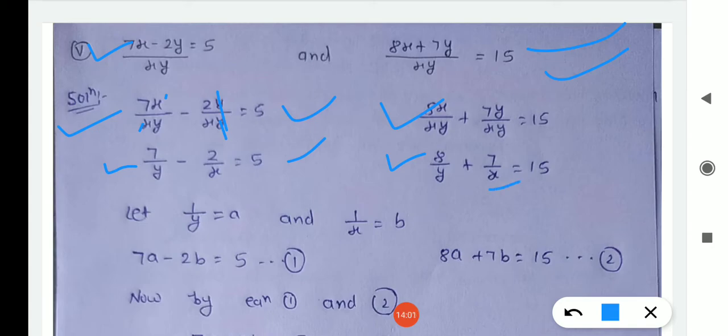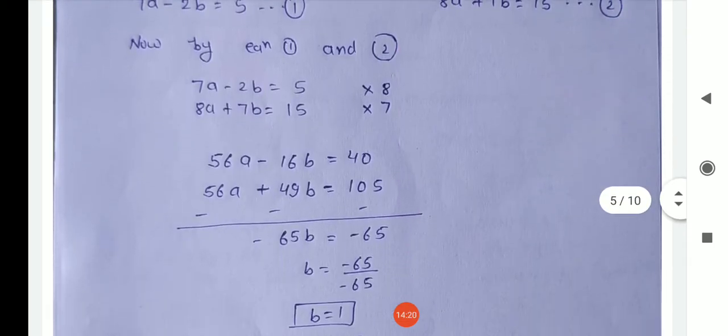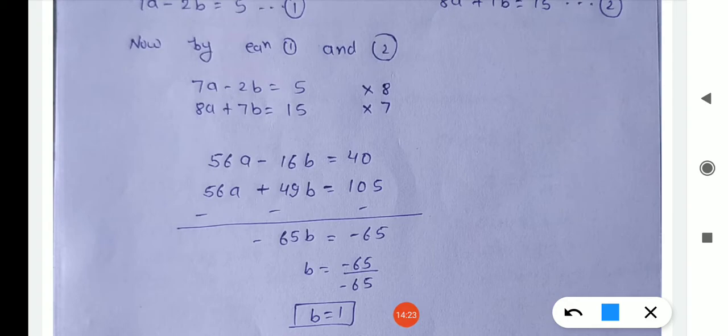Now here we let 1 upon y equal a and 1 upon x equal b. So it becomes 7a, because 1 upon y is a, minus 2b, because 1 upon x is b. So 7a minus 2b equal 5, and this becomes 8a plus 7b equal 50. Now I solve equations 1 and 2. I make the coefficients the same, so we multiply this equation by 8 and this equation by 7. These are our two required equations. I change the signs, positive becomes negative.